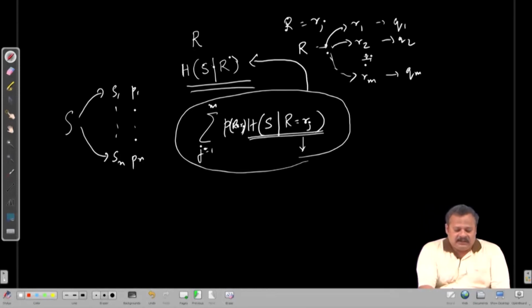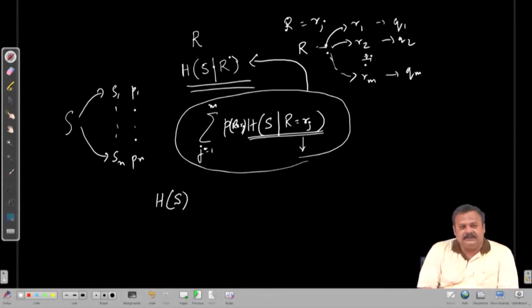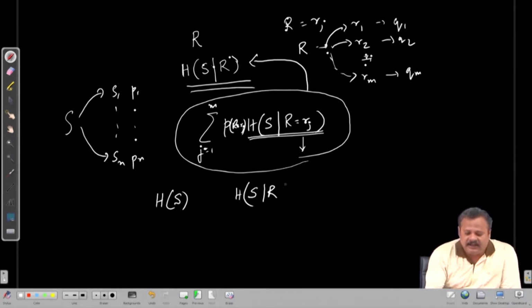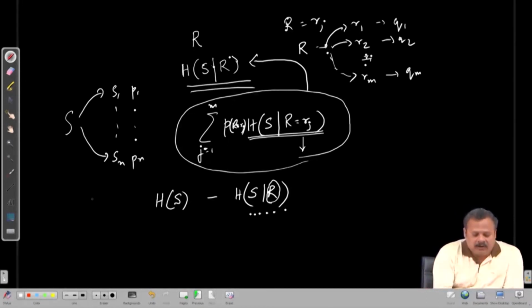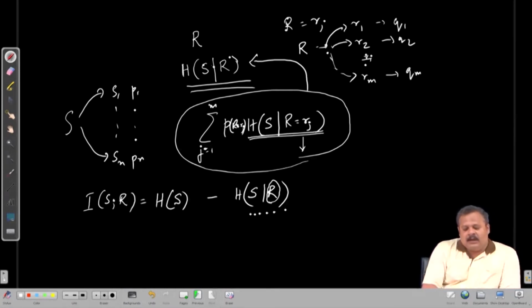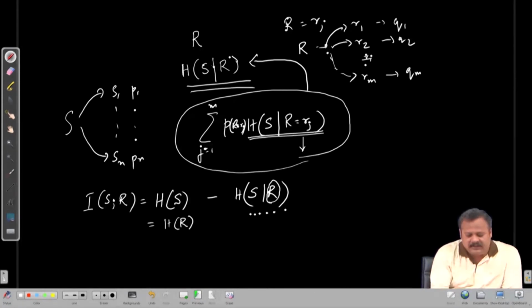So, we started with the idea that the stimulus has an uncertainty H of S, and once we observe the response R, the uncertainty in the stimulus is H of S given R. This is the uncertainty remaining in S once R is observed, and the difference between the two is the uncertainty of S that is reduced by knowing the response R, and that is what we call the mutual information between S and R. You will also see in your reading material that this is symmetric, in the sense that it is H of R minus H of R given S.